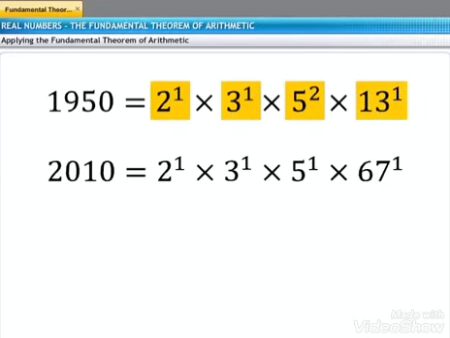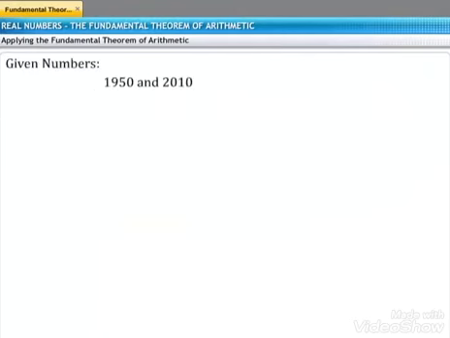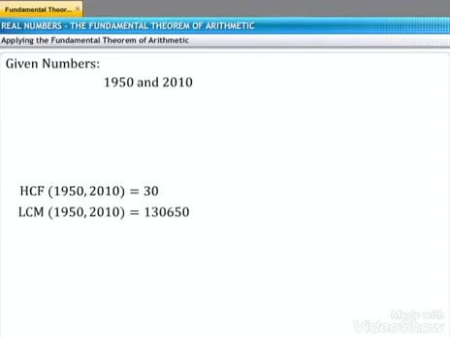The remaining prime factors 13 and 67 in the prime factorization of the two numbers appear in the power of 1 in the LCM. Thus, the LCM of the given numbers is 2 into 3 into 5 squared into 13 into 67 or 1,30,650. By now, we have expressed two randomly selected numbers as products of prime numbers. We have also used their prime factorization to calculate their HCF and LCM.